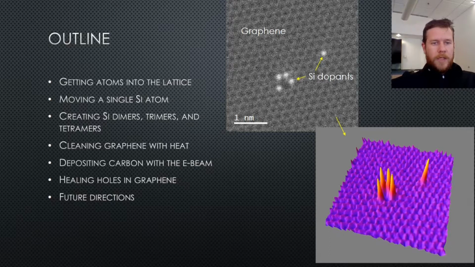And then I'm going to change gears, and if we're going to use this material for making things, we probably need to be able to get the graphene clean. And I'm going to show you how we do that. And then how we can use the electron beam to deposit carbon where we want it and turn it into graphitic structures, as well as how to heal holes in graphene, and then a little bit about future directions.